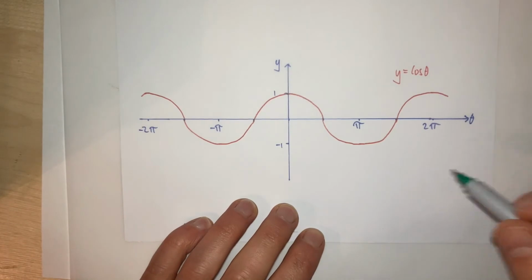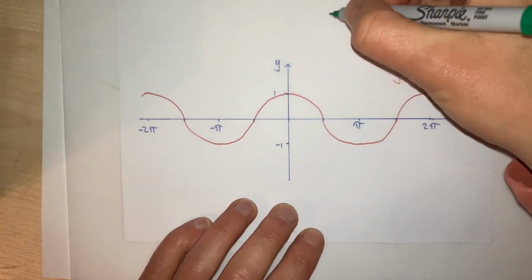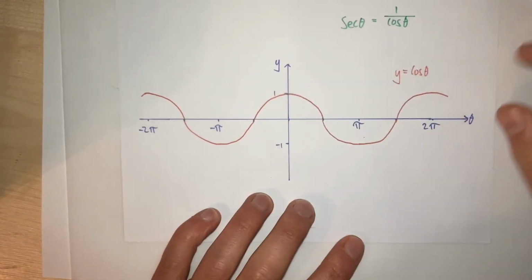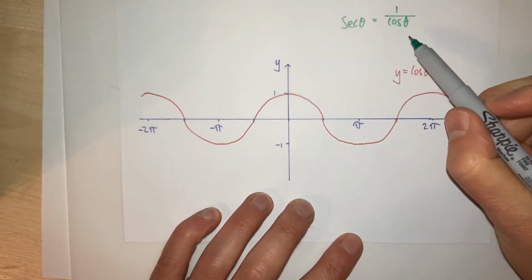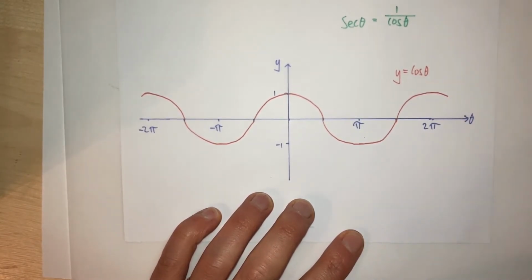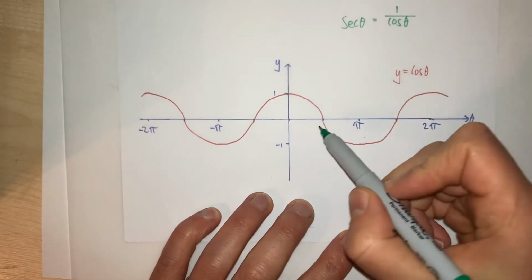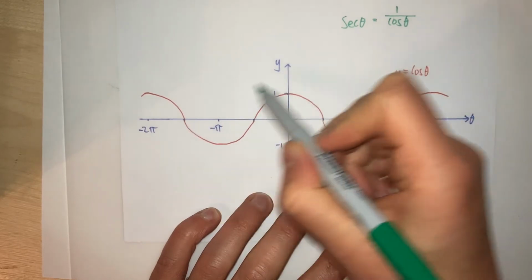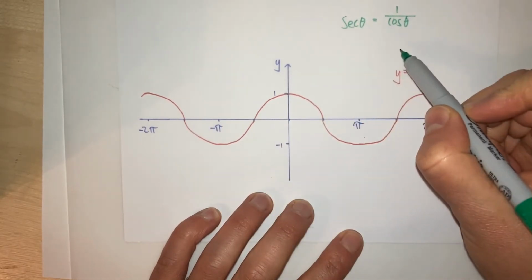This time we're going to look at the graph of sec theta. And sec theta is the reciprocal of cos theta, that is 1 over cos theta. So similarly to the last example, we're going to look for where cos theta equals 0, which means that our graph of sec theta is undefined.